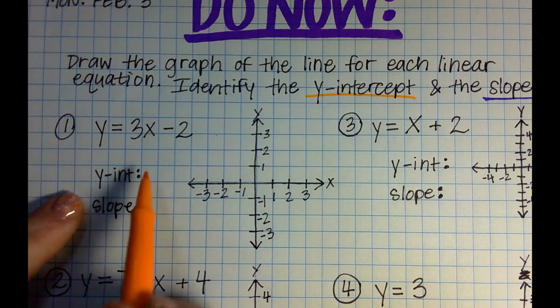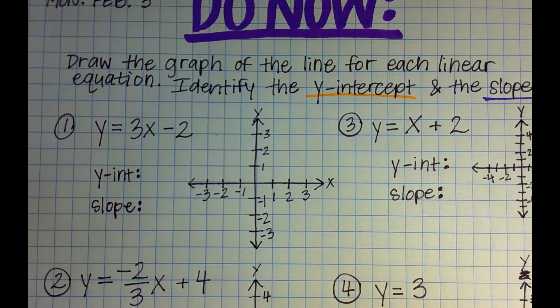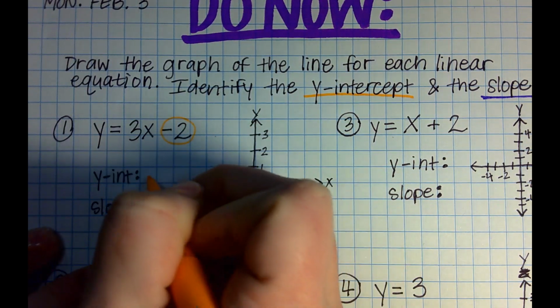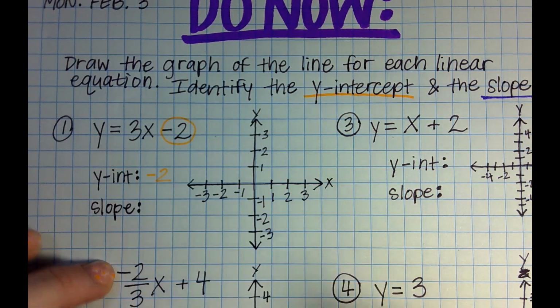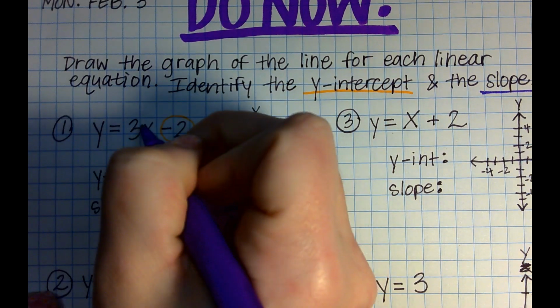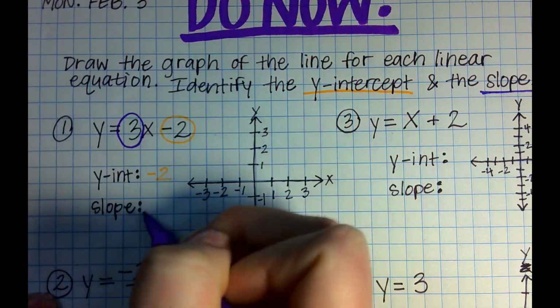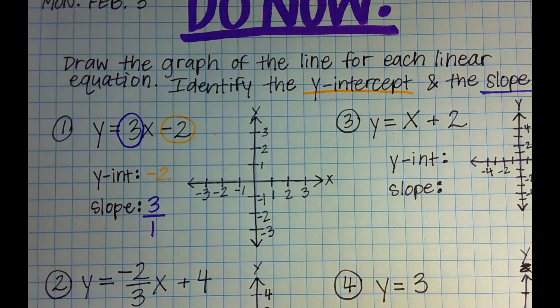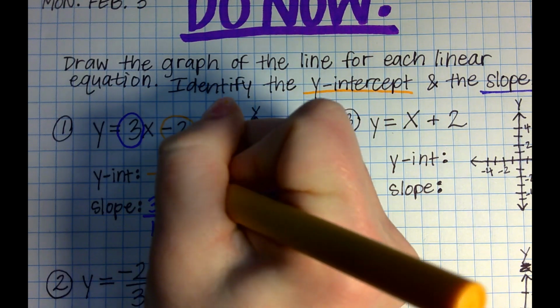So what would my y-intercept be? -2. Good. It's just that last number at the end. -2. And what's our slope? 3. Did you say 3 over 1? Yeah. Perfect. So our slope is 3, and we're going to put it over 1 so that we have a rise and a run.